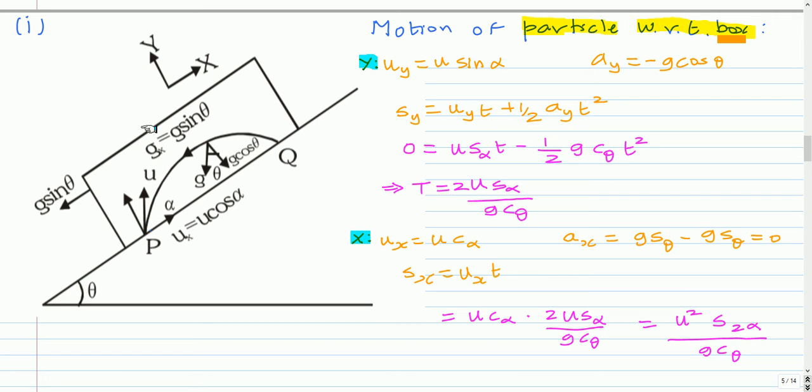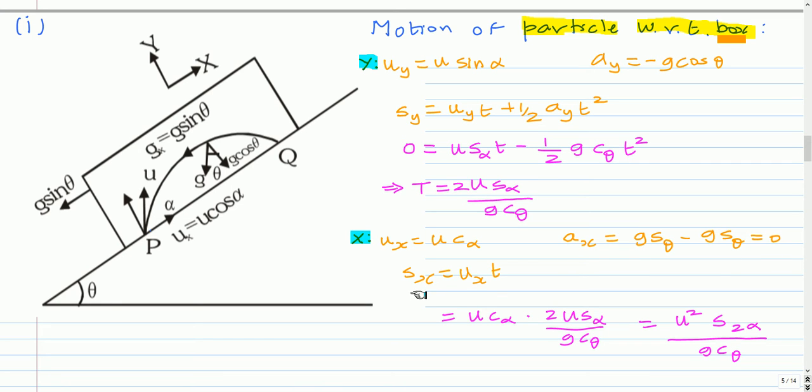Now analyzing the x motion, the initial velocity is u cos alpha and acceleration with respect to the box. We are analyzing the motion with respect to the box. The acceleration of the particle, that is g sin theta because of the gravity, minus the acceleration of the box. The box is also moving down with the same acceleration g sin theta. So g sin theta minus g sin theta, so it is 0. This is the acceleration of the particle with respect to the box in the x direction.